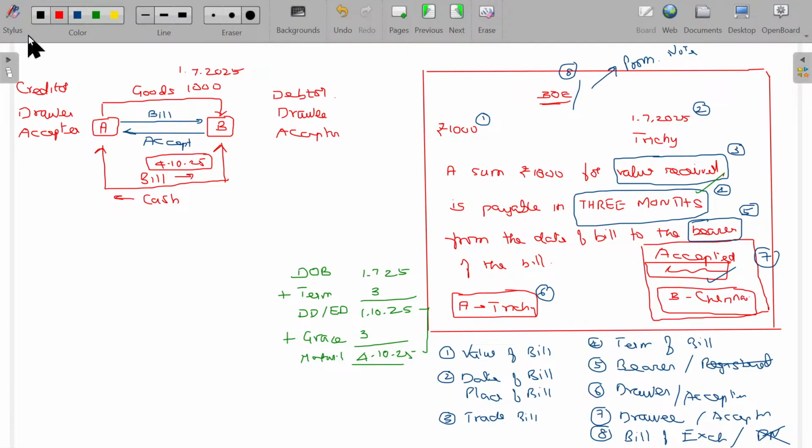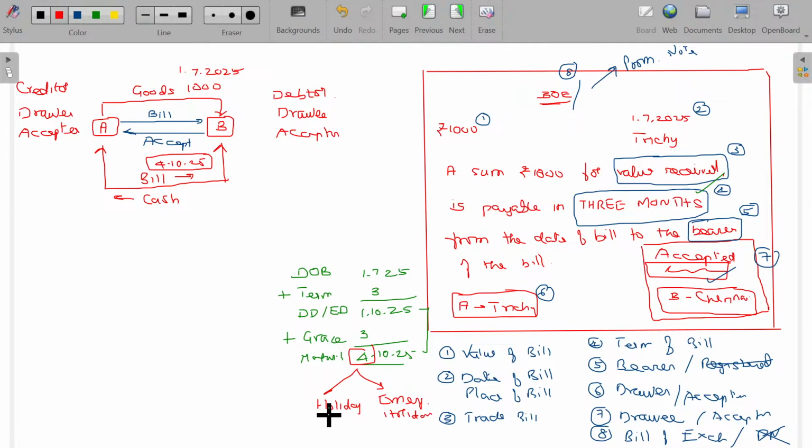Now remember, the maturity date could be either a government holiday, a normal holiday, or an emergency holiday.